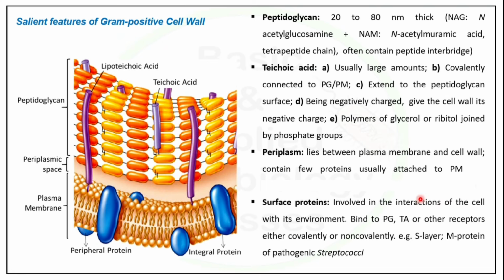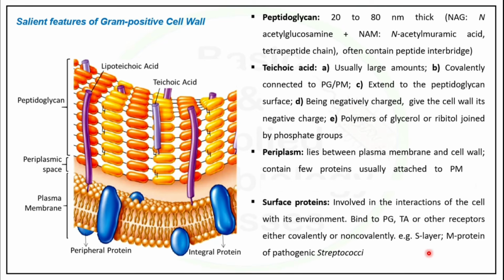That environment can be the host, soil, or water where the bacteria is present, right? And of course, those surface proteins, if produced by bacterial cells, are bound to peptidoglycan, teichoic acids or other receptors covalently or non-covalently. Some examples of such surface proteins include the S layer and M proteins of pathogenic streptococci, right?